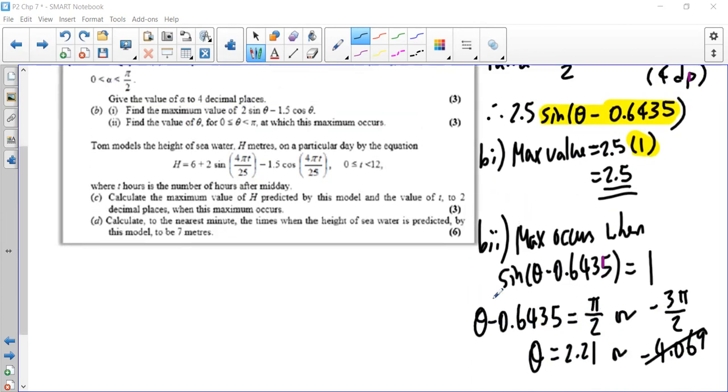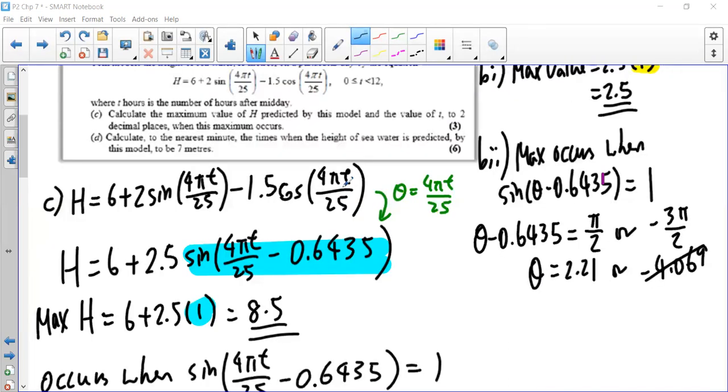Okay, so if you're happy with it, pause the video again. Have a go this time at part C, where it says Tom's model. Start from there. Pause the video and have a go. When you're ready for the answer, you can press play. Right, here are the answers.